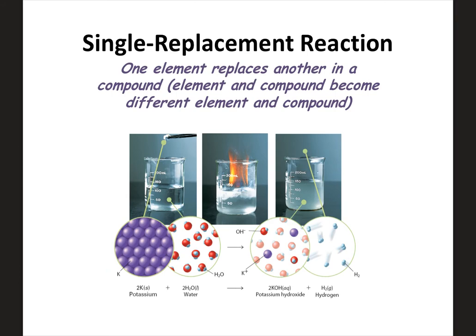So this is a good example of a single replacement reaction. If you took a piece of potassium metal and you put it in water, remember potassium is one of those alkali metals that will react pretty violently here with water. You actually form potassium hydroxide and H2 hydrogen gas. Okay, so the potassium is high enough on the list that he can kick the hydrogen out of water. Only some elements can kick hydrogen out of water.